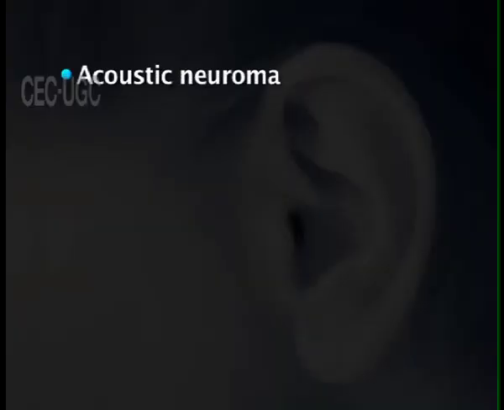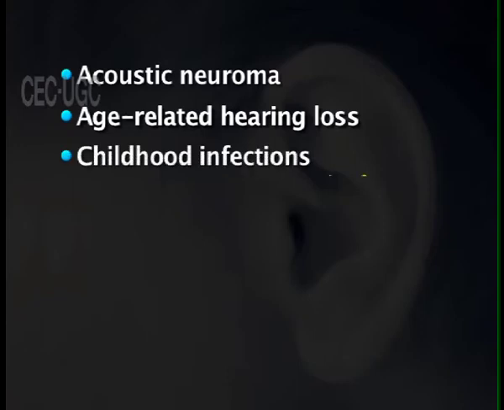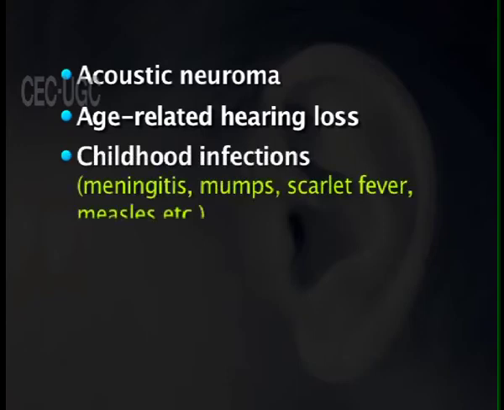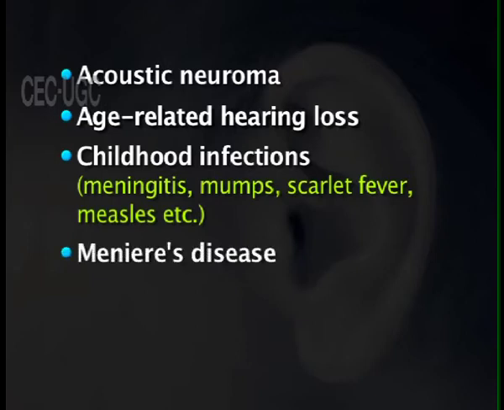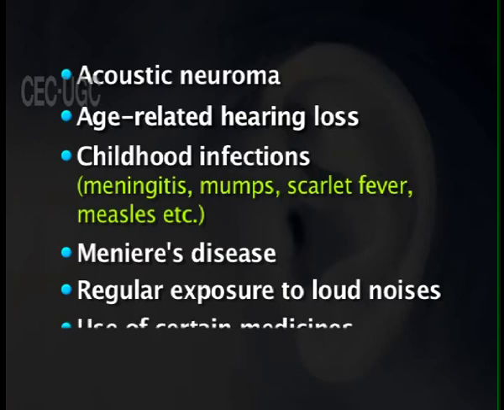What are the causes of sensory hearing loss? Let us see. Acoustic neuroma, age related hearing loss, childhood infections like meningitis, mumps, scarlet fever, measles, etc., Meniere's disease, regular exposure to loud noises, and use of certain medicines can also result in sensory neural hearing loss, which is a permanent hearing loss. Mixed hearing loss.